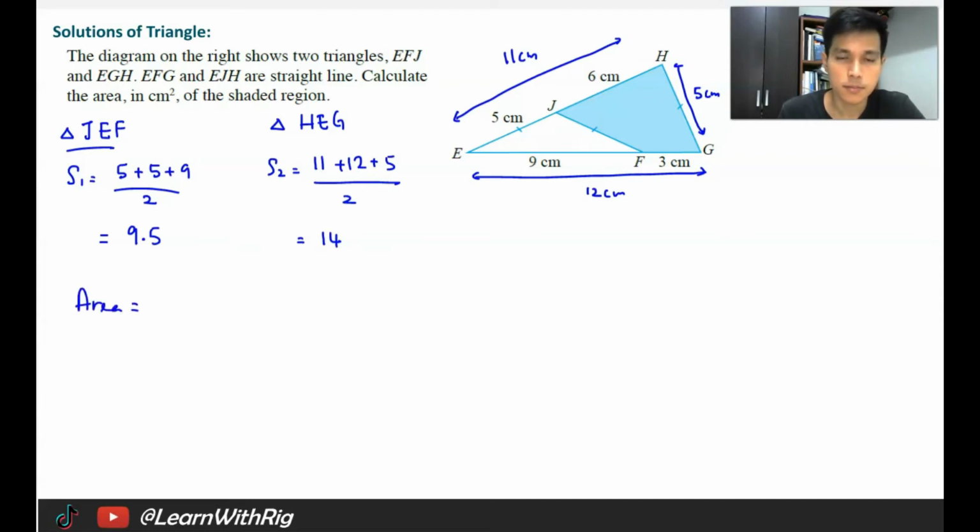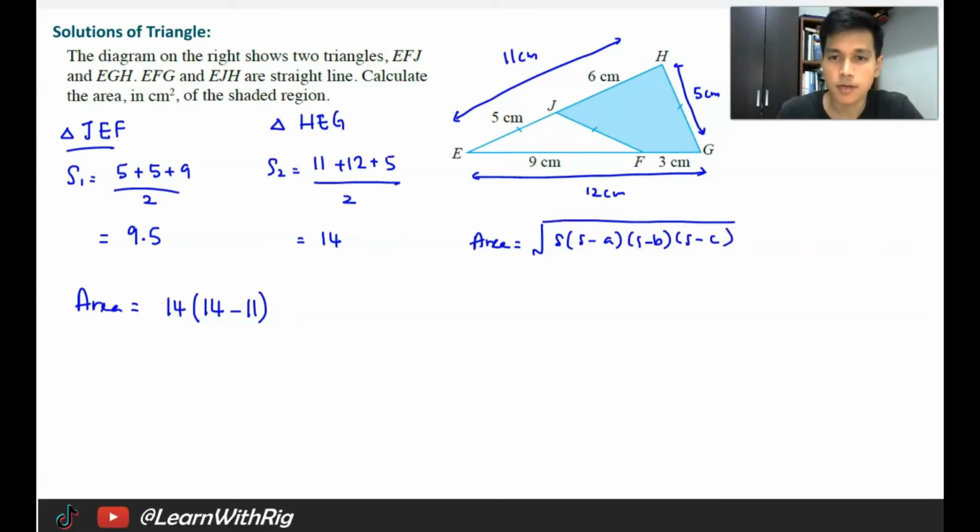So for the area, remember, you have to take the big one, which is HEG. So you take S, the S is 14, and then 14 minus the length. So 14 minus 11. I'm just going to write here in case you don't remember: the area formula for Heron is square root of S, S minus A, S minus B, S minus C, where A, B, C are the lengths of the sides. So in this case, 14 minus 11, 14 minus 12, 14 minus 5, and then you square root.